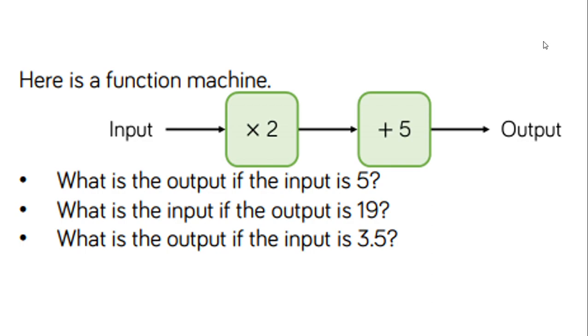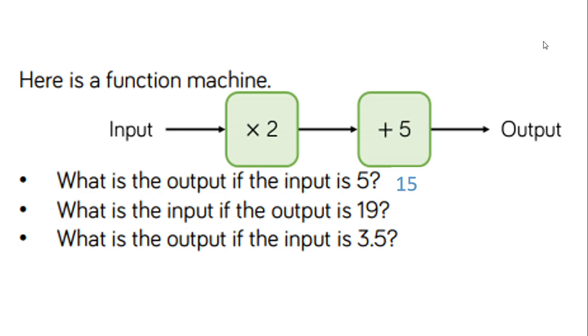Okay, the first one. What is the output if the input is 5? Well, I'm going to input 5, multiply it by 2. My midpoint answer is going to be 10 then. I then apply the second function, add 5, to my number 10, which gives me an output of 15. Second question. What is the input if the output is 19? Okay, reading the question really carefully, we have to notice that this time we're starting with the output, so we're going to have to work backwards.